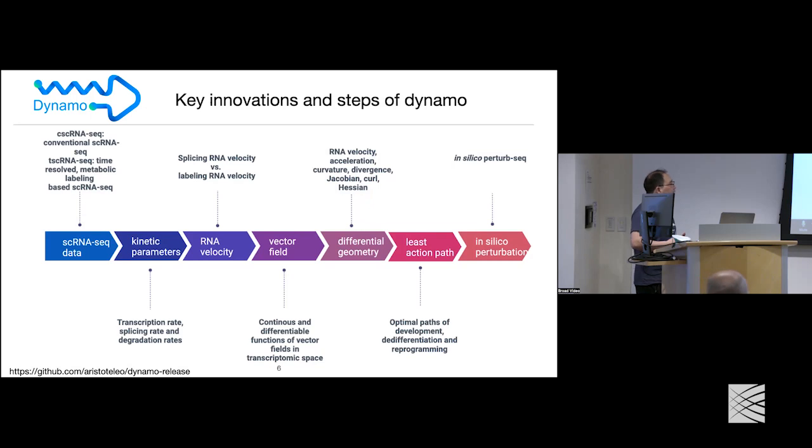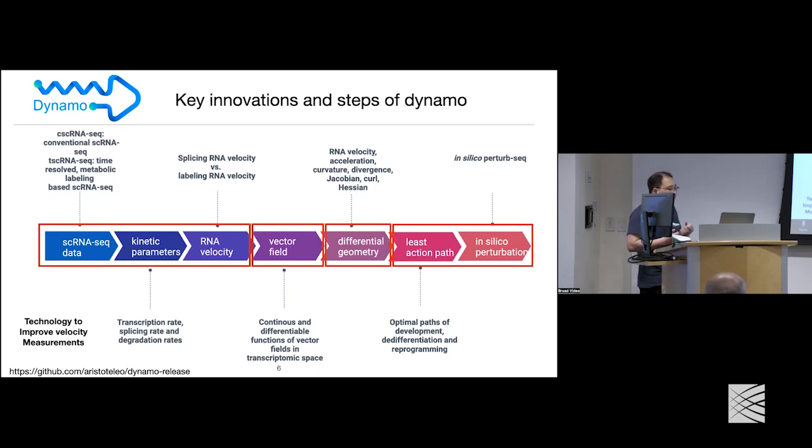So Dynamo has four major innovations. It starts with taking the single-cell RNA-seq data, including either the conventional, regular 10x data, or the metabolic-labeling-enabled single-cell RNA-seq. And this latter one will give us, as I will tell you later, much more accurate RNA velocity measurements. Then it takes this data to estimate the kinetic parameters, like transcription rate, splicing rate, and so on, and then to learn the RNA velocity. But once we learn the RNA velocity, we will move beyond this velocity vector to a continuous function to learn the vector field, and couple it with differential geometry to gain the underlying regulatory mechanisms and even make non-trivial predictions.